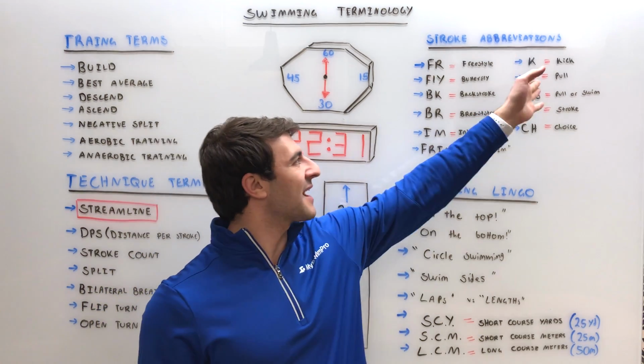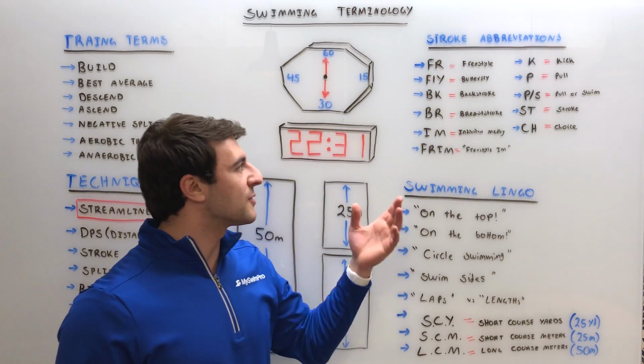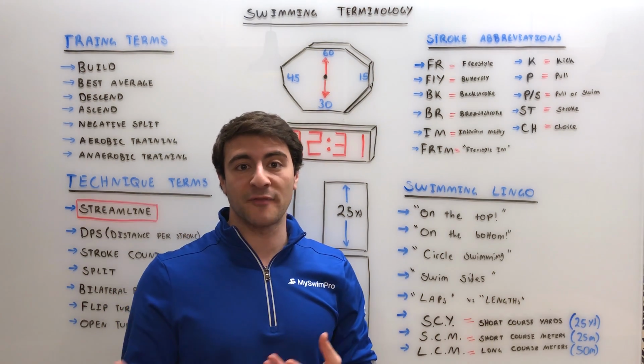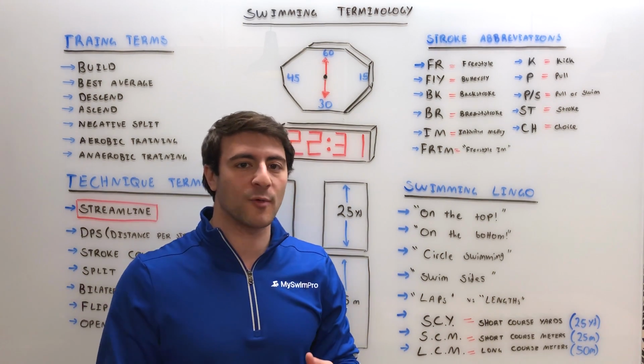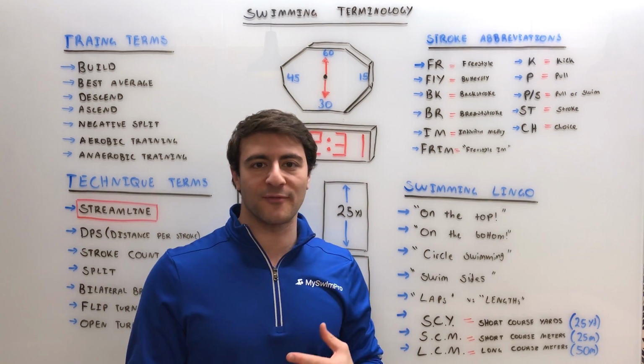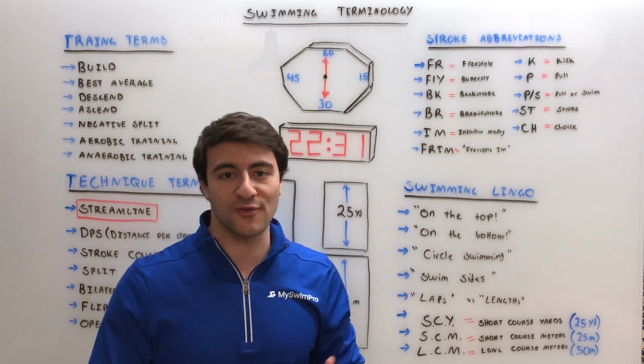You might also see K, which is short for kick, P, which is short for pull. You might see P/S, and that often means pull or swim on a workout set. You might see ST or choice, and these are short for stroke or your choice of stroke.